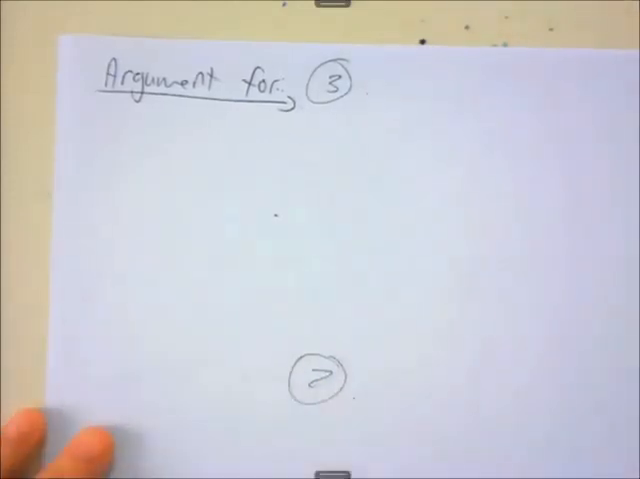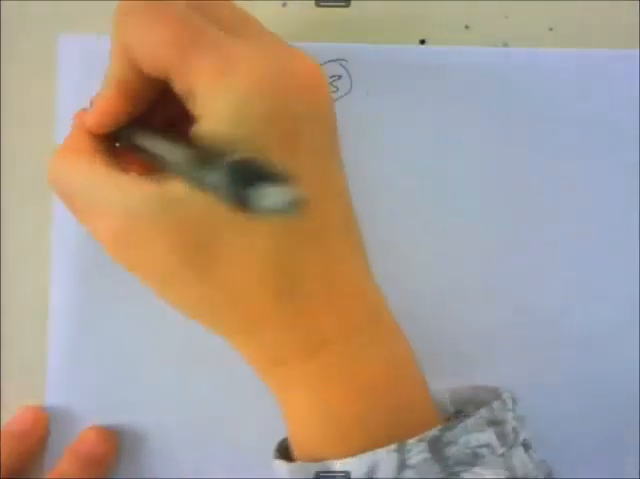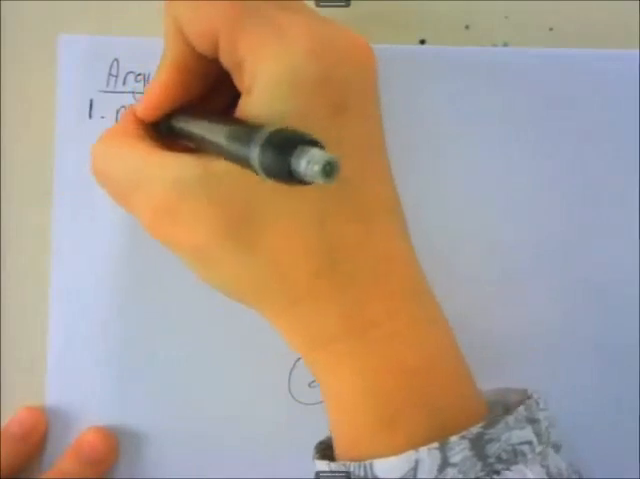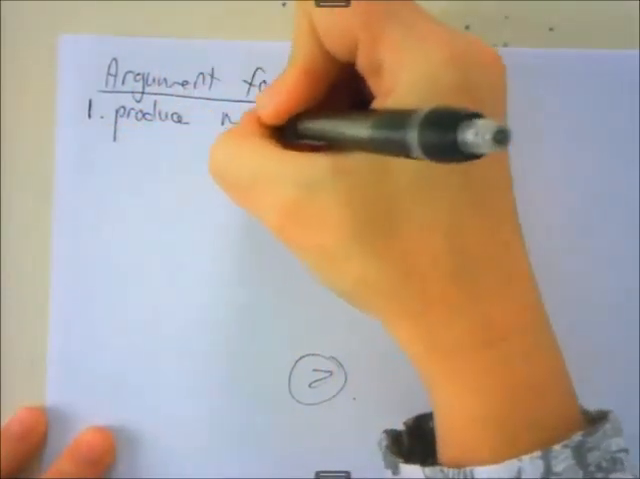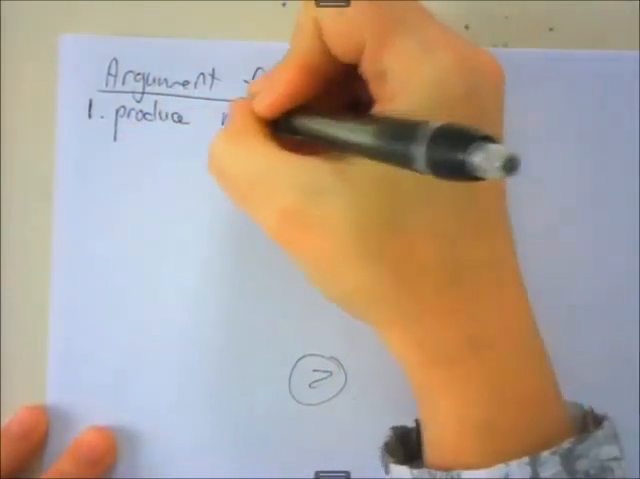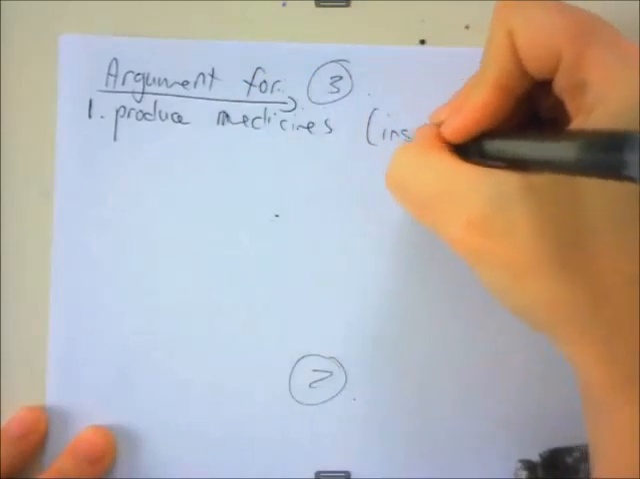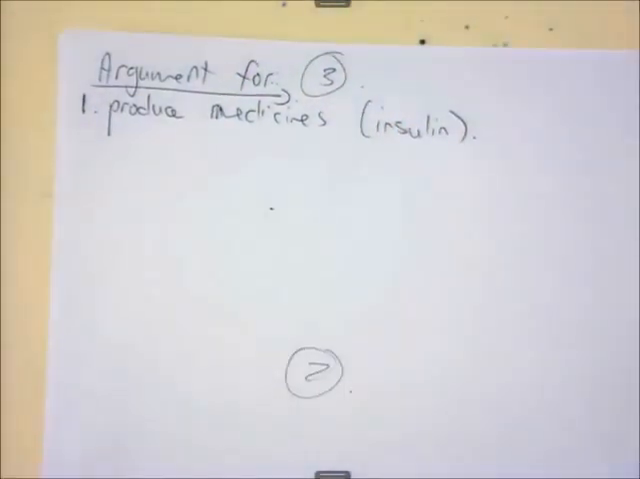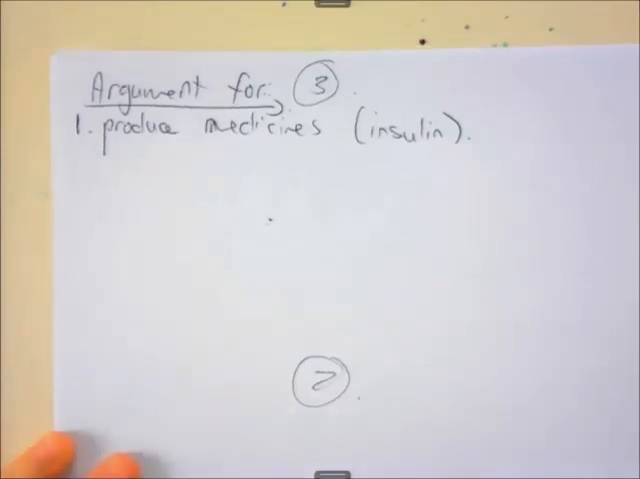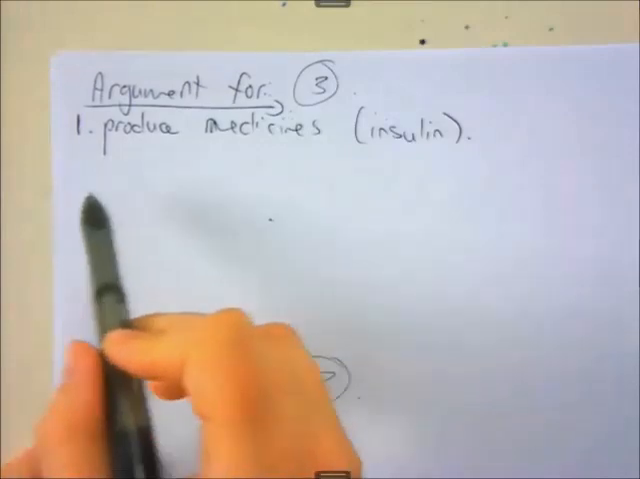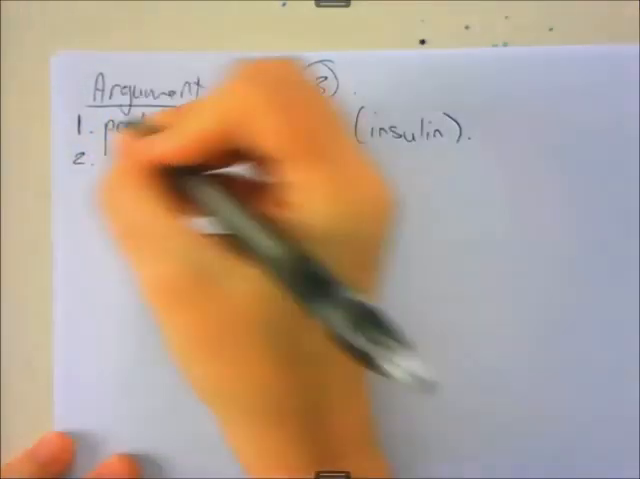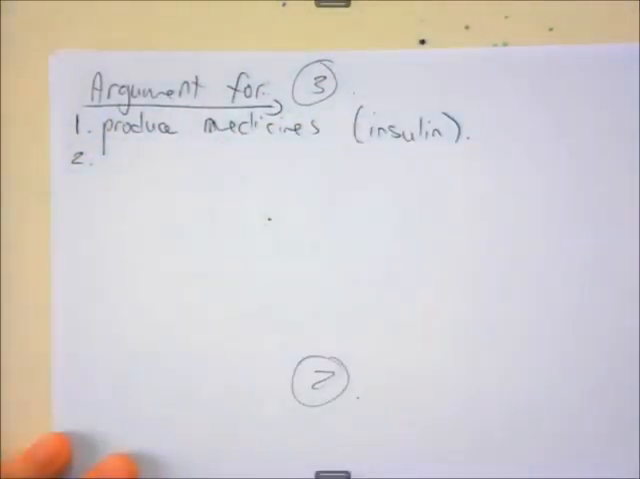So let's look at arguments for genetic modification. Okay, number 1, which is linked to the insulin, it allows us to produce medicines. And a specific example we know, although insulin is a hormone, it's classified as medicine, especially for diabetics. Genetic modification and genetic engineering is going to allow us to produce medicines, which we've said is life-saving.